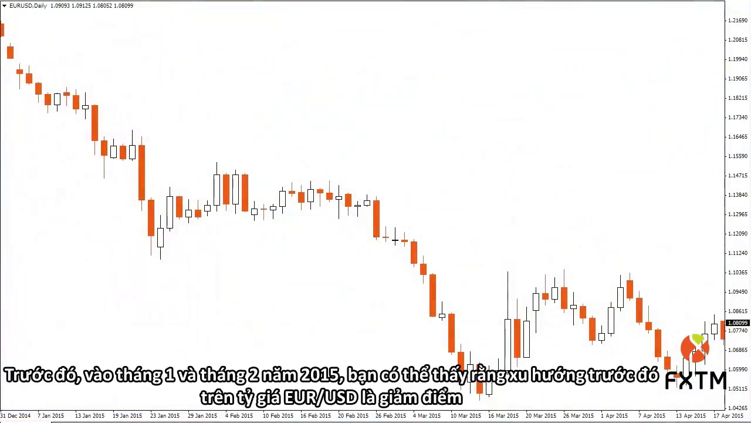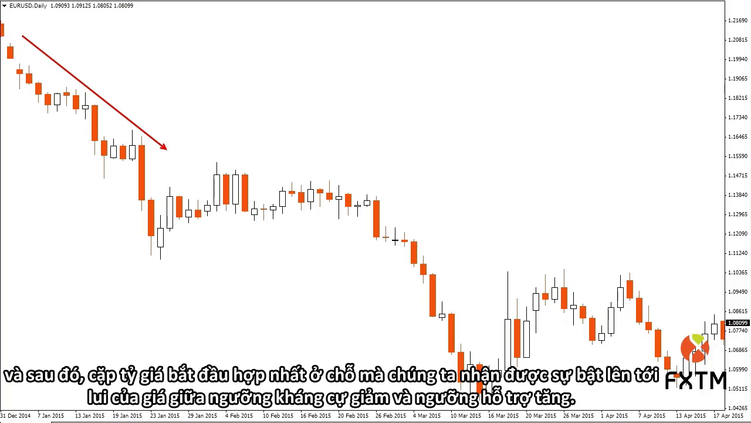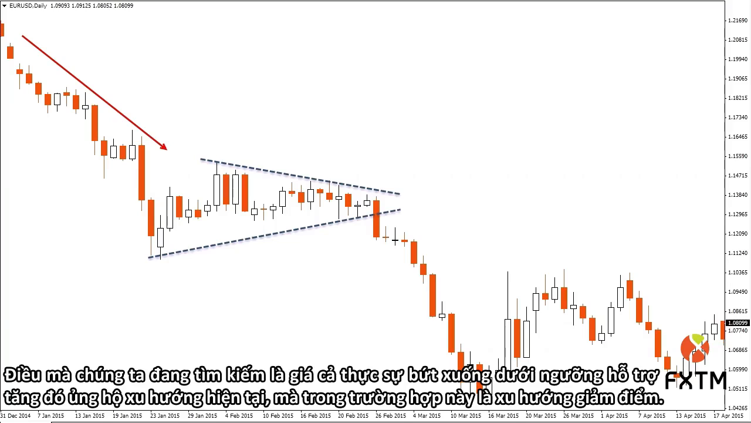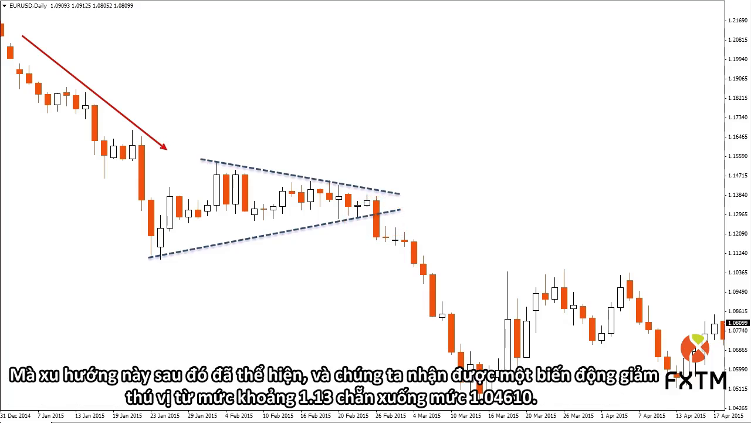Earlier in 2015, in January and February, you can see that the prior trend on the euro dollar was to the downside, and then the pair began to consolidate where we got this bouncing back and forth in the price between a descending resistance level and an ascending support level. So this is a classic example of a pennant formation. What we're looking for is for the price to actually break down below that ascending support level in favor of the prevailing trend, which in this case was bearish, which it subsequently did, and we got a nice move lower from about 1.13 even to 1.04610.